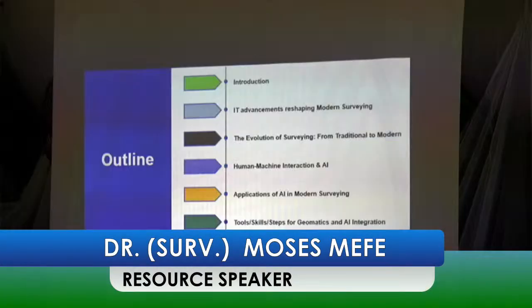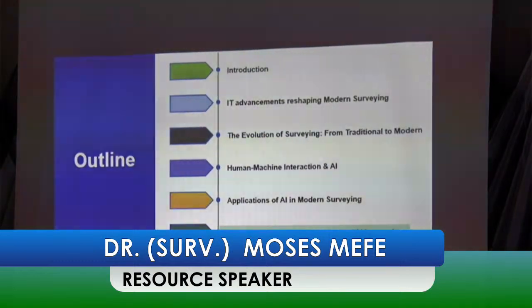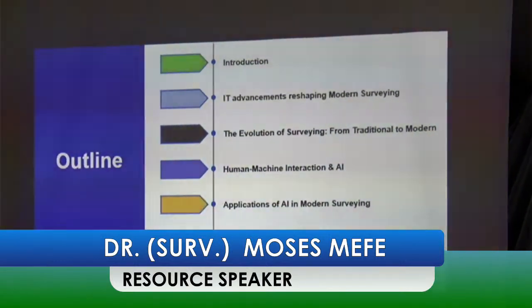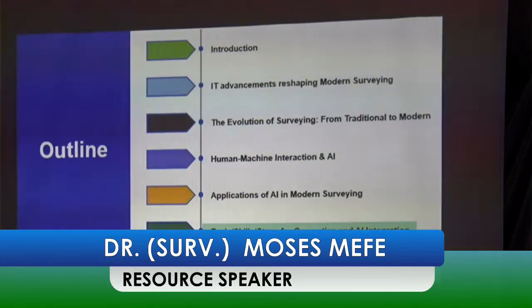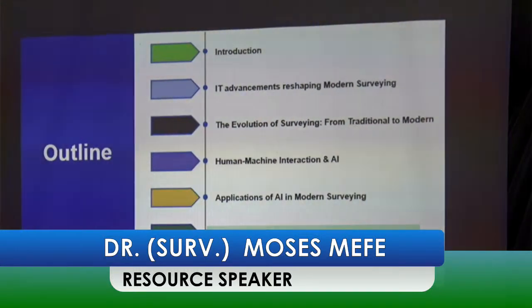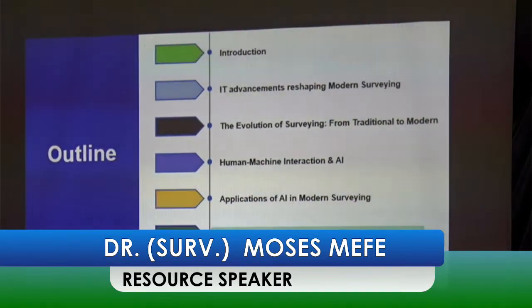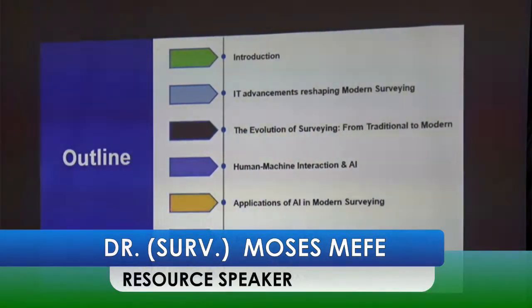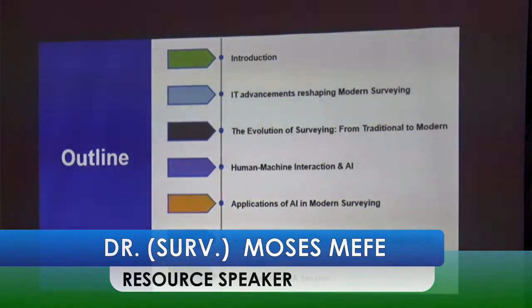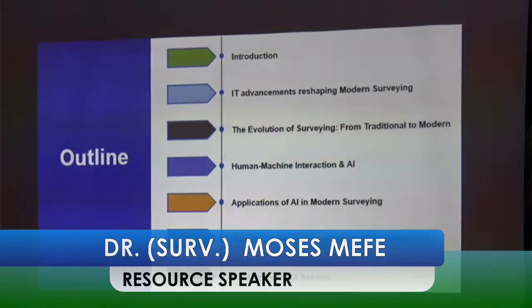So the outline is as it is. Most of the part is to refresh our memories. Our main focus will be on the tools, the skills, and the steps for geomatics and AI integration. What are the tools we need to do all we have heard so far? What are the skills we need? And what are the steps? Okay? So I will show us the steps and show us some platform where we can get started.